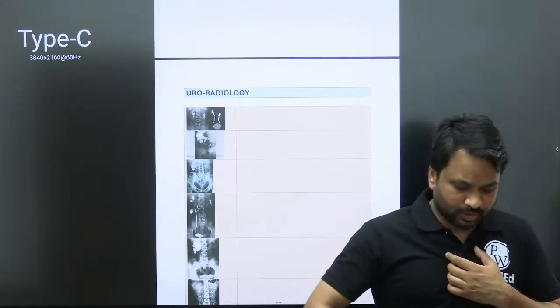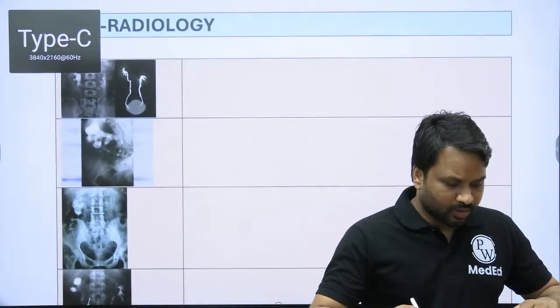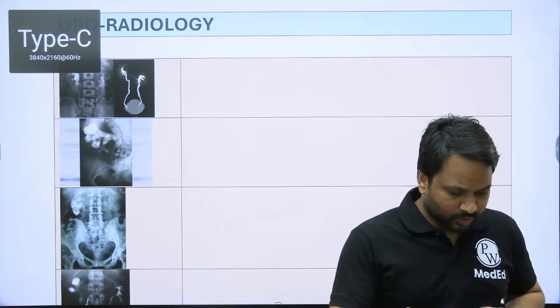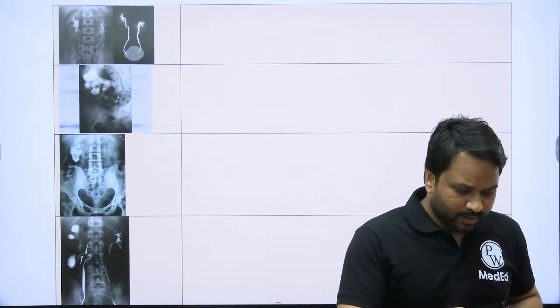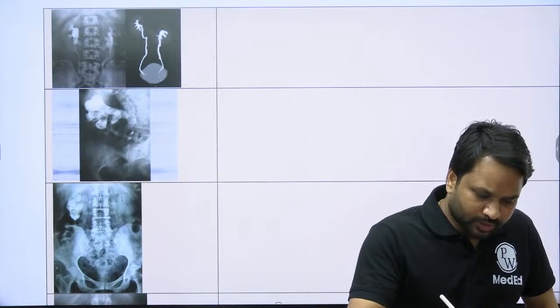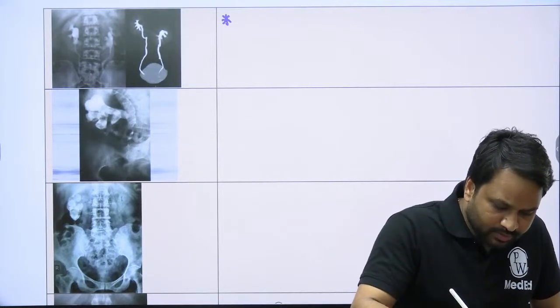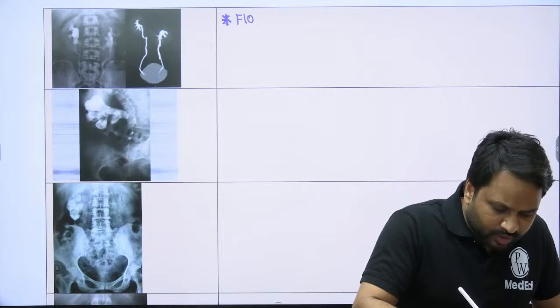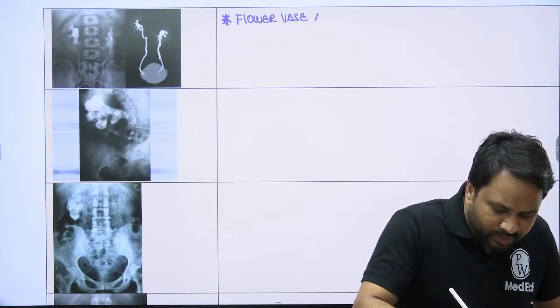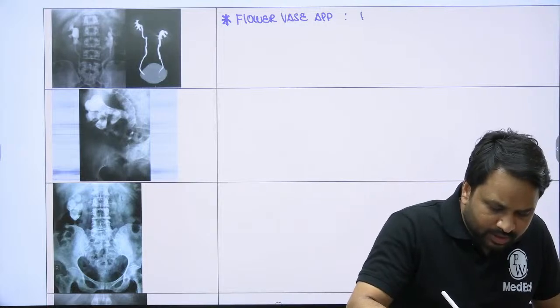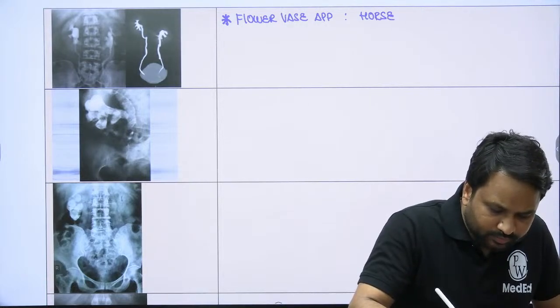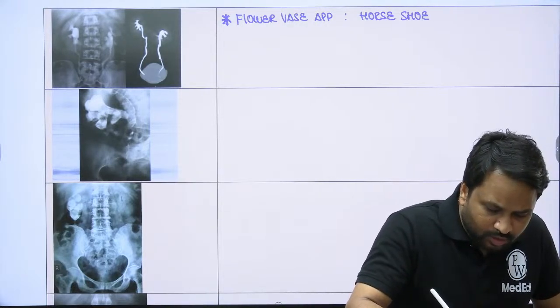Okay, I think we're there. So we have the uroradiology. Let's quickly go through them. Now the first spotter, you can see this is what we call the flower vase appearance. And the flower vase appearance is seen in horseshoe kidney.